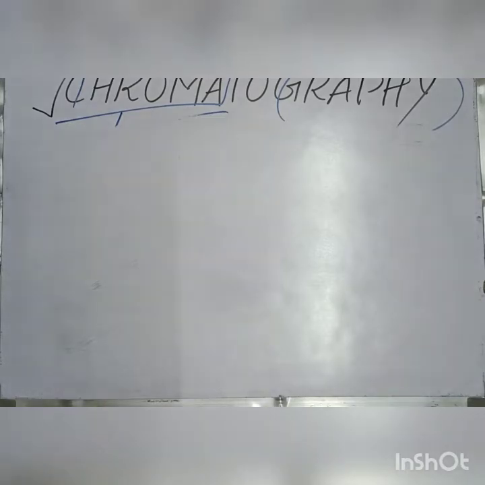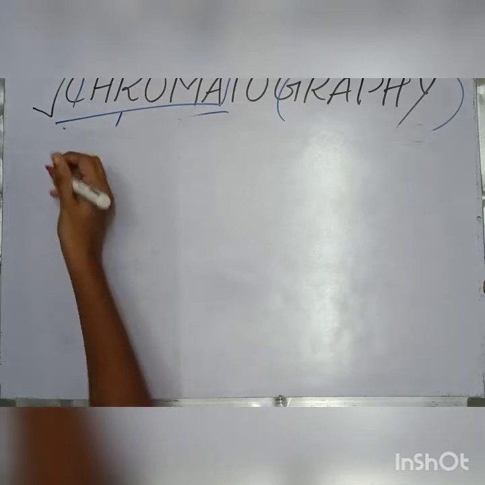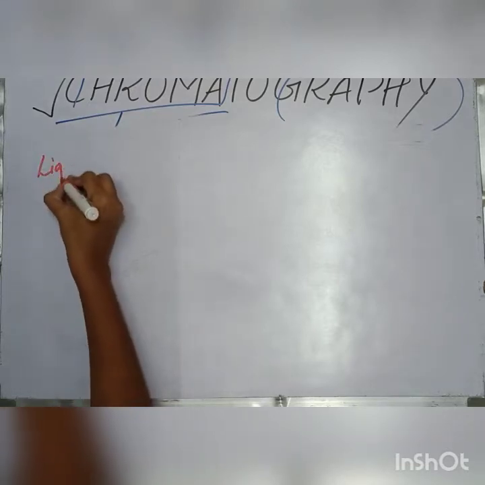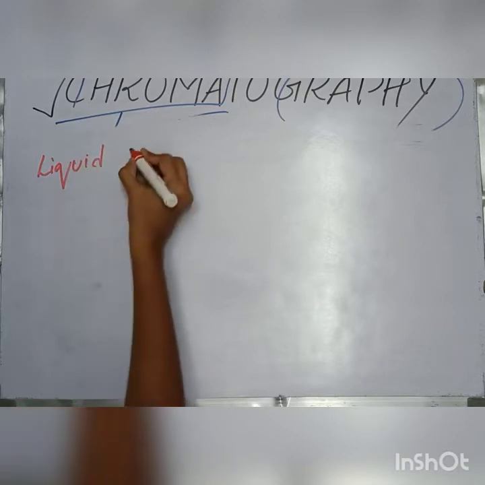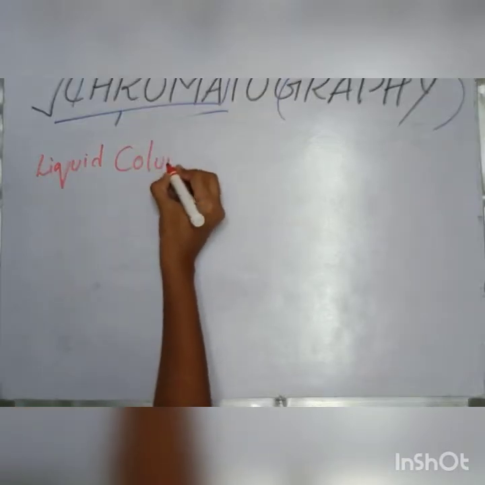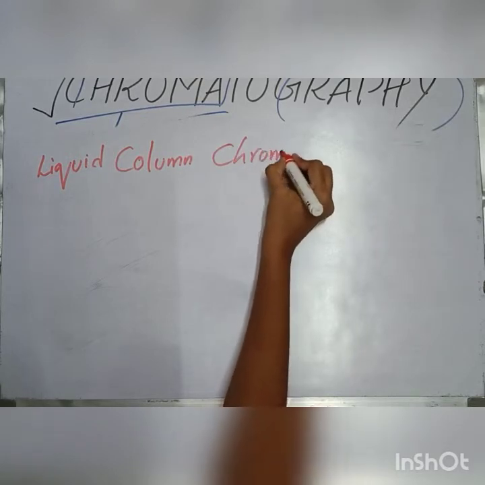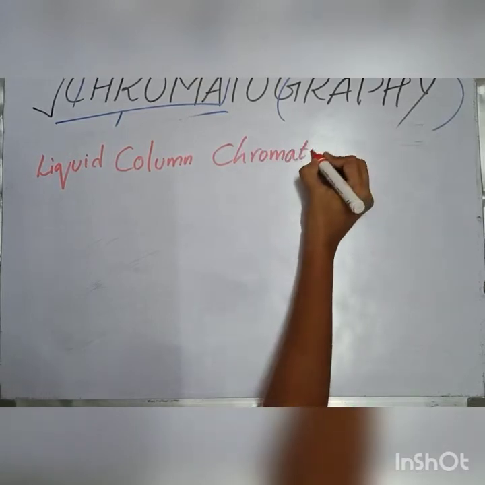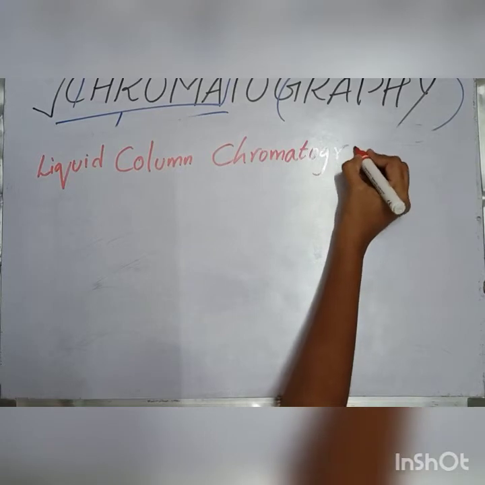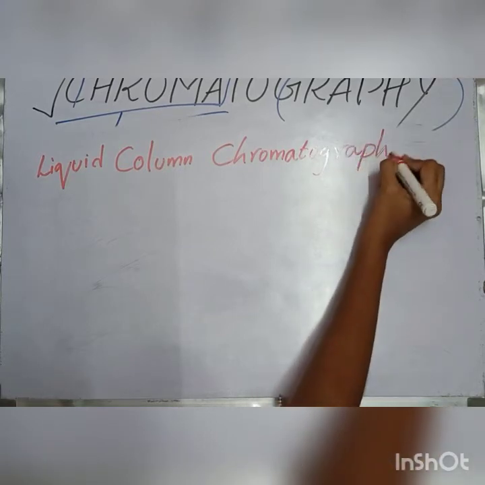Now the first type of chromatography is called liquid column chromatography. So what is the first type? Liquid column chromatography. So this is the first type of chromatography. It is called liquid column chromatography.